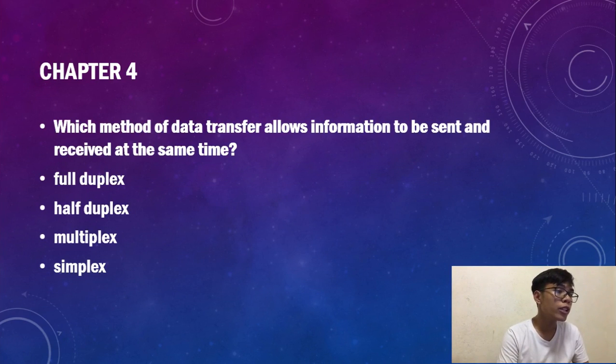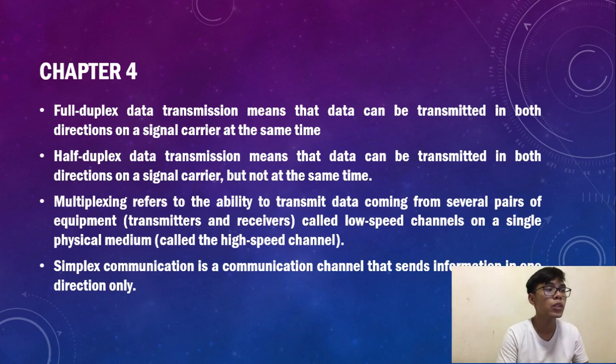Which method of data transfer allows information to be sent and received at the same time? So the choices are full duplex, half duplex, multiplex, and simplex. So the answer for this question is full duplex, because full duplex data transmission means that the data can be transmitted in both directions on a signal carrier at the same time, while half duplex data transmission means that the data can be transmitted in both directions on a signal carrier but not at the same time.